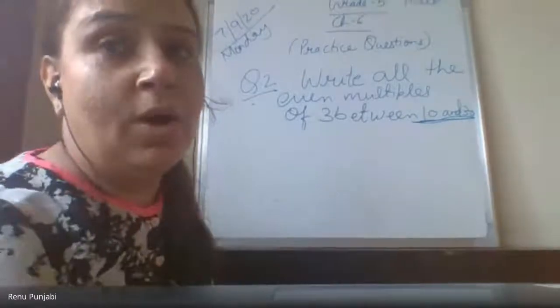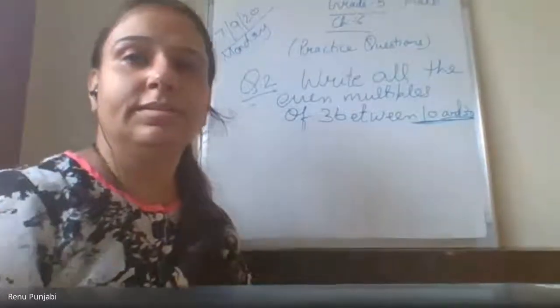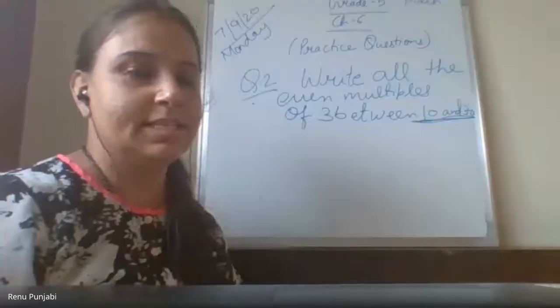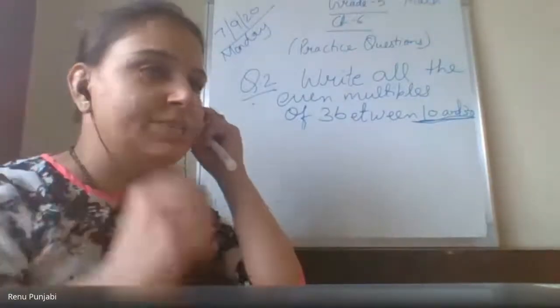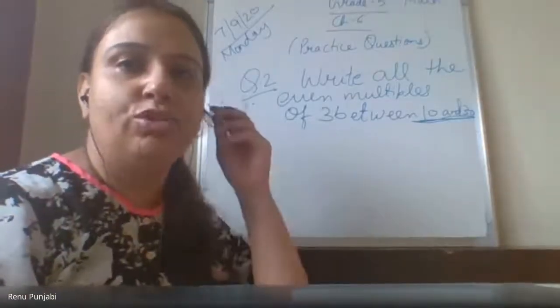See, you know even and odd numbers. Which are the even numbers? Even numbers are 2, 4, 6, 8, 10. Odd numbers are 1, 3, 5, 7, 9. So even numbers are the numbers which are exactly divisible by 2, right? Yes, ma'am. The last digit is 2, 4, 6.